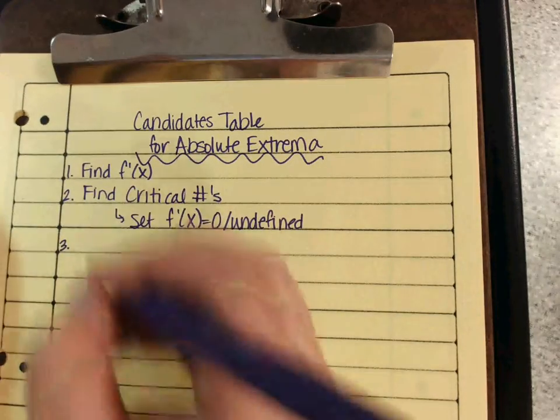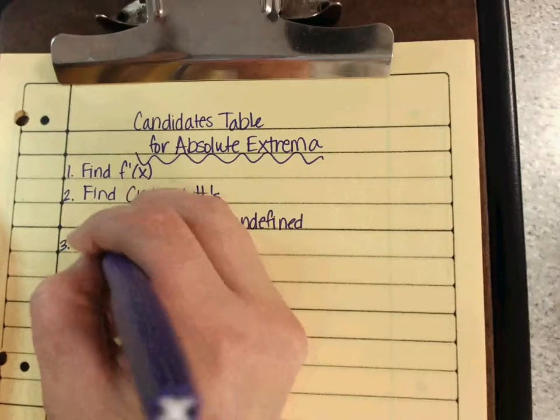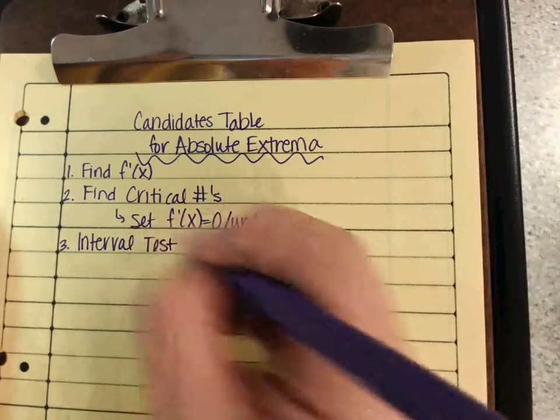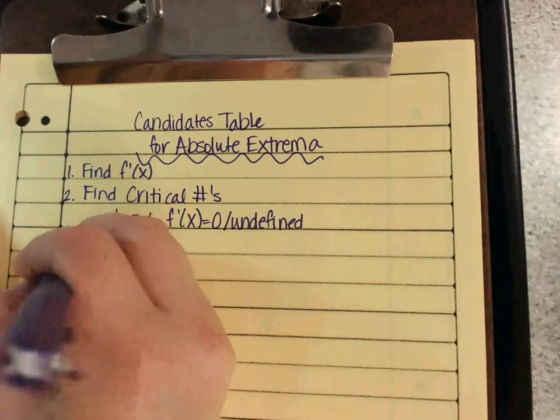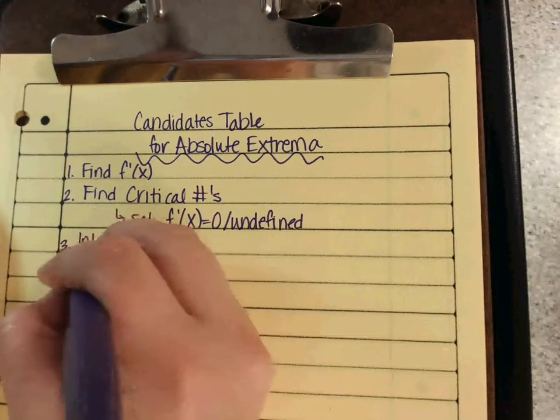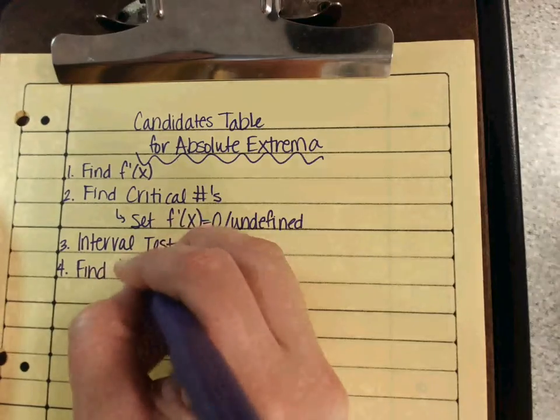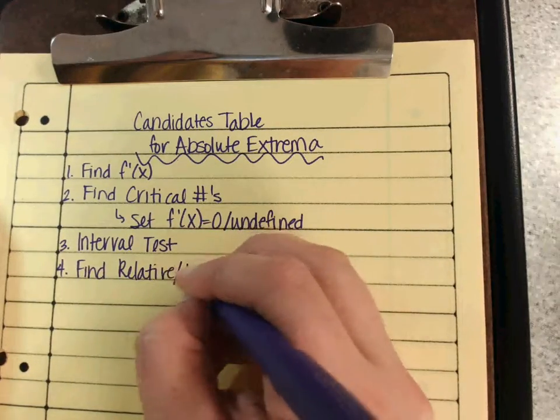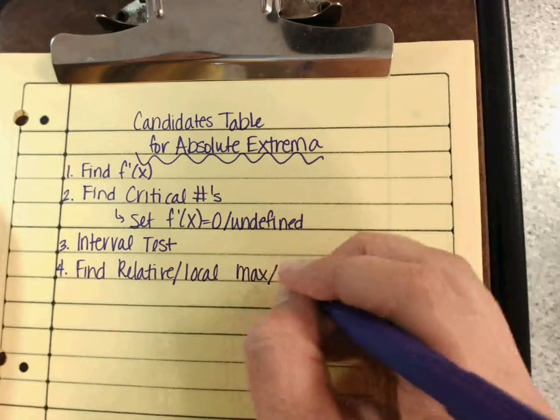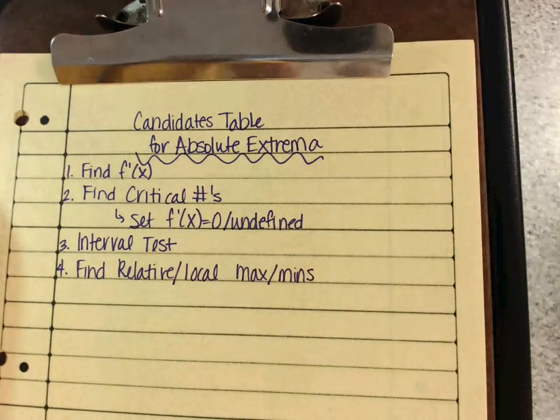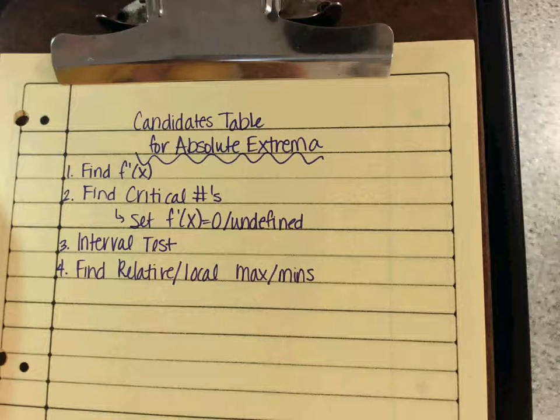Step number 3, guess what you're going to do? Yep, an interval test on the number line. Okay, and then what do we use the interval test for? To find relative or local max and mins. Now, just because they're the relative max on their own little area, or the relative min on their own little area, does that also make them the biggest overall? No. So steps 5 and 6 are where it's different.